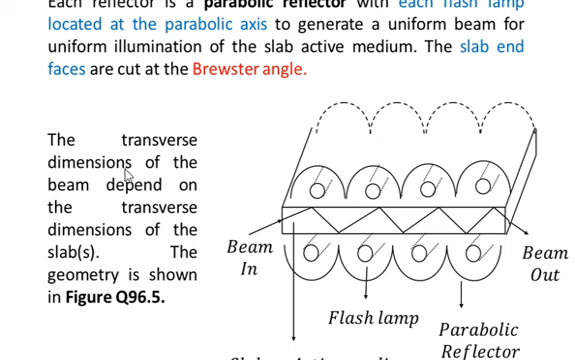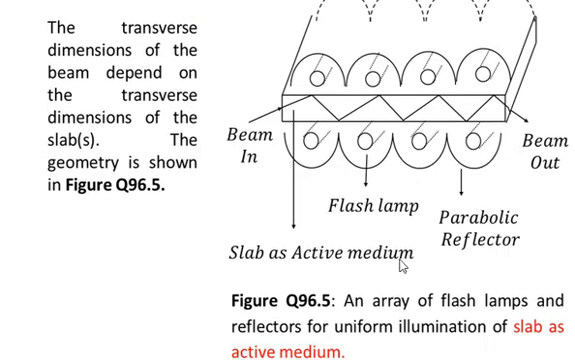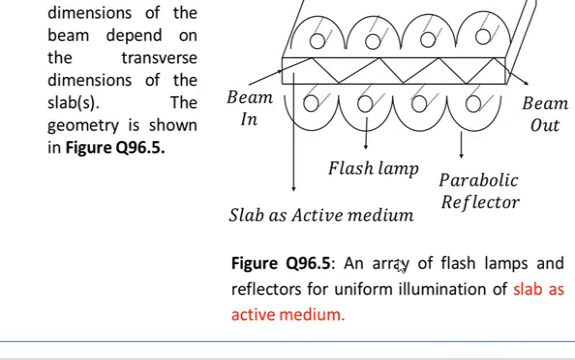The transverse dimensions of the beam depend on the transverse dimensions of the slab. So this is the transverse dimension of the slab, and you need the spot size of the laser beam to also have a dimension comparable with the transverse dimensions of this slab. The geometry is shown in figure number 5, which I have explained.